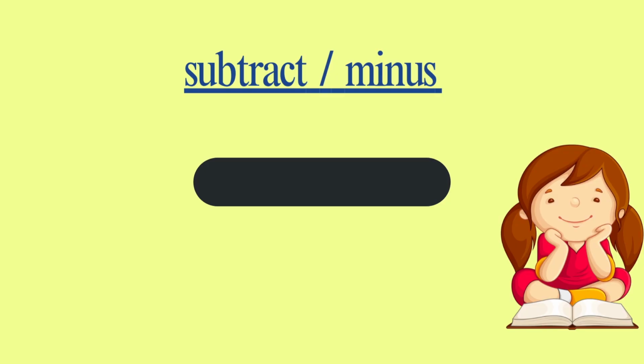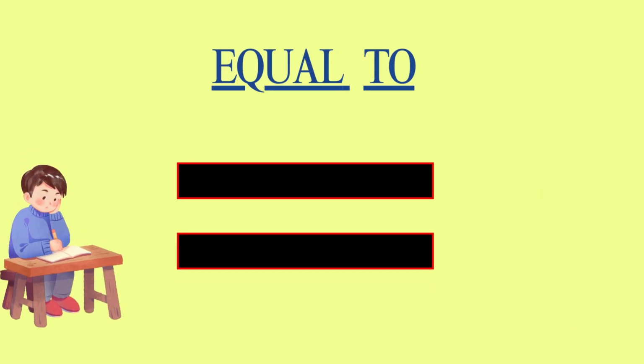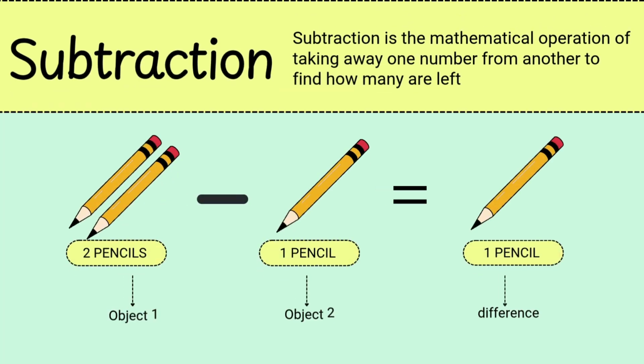This is the symbol of subtract or minus. This is the symbol of equal to. Subtraction is the mathematical operation of taking away one number from another to find out how many are left. Here are two pencils and one pencil is minus, then the difference is one pencil.